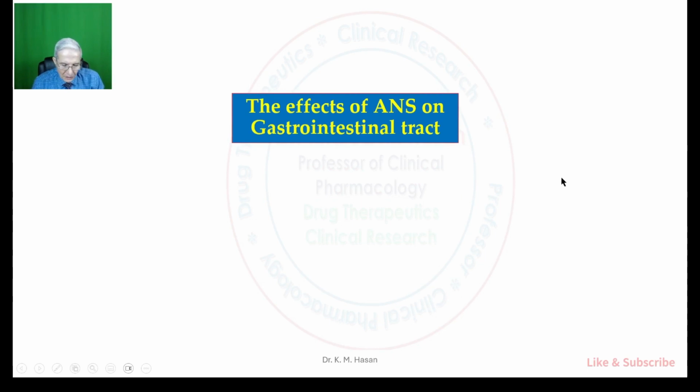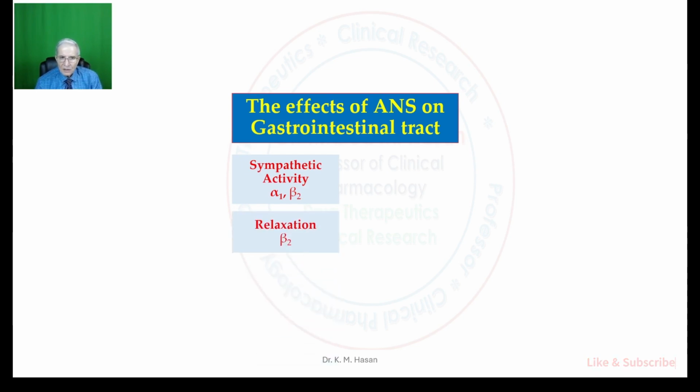Okay, now we study the effect of the autonomic nervous system on the gastrointestinal tract, the GI tract: stomach, intestine, colon. We have sympathetic activity with two types of receptor, alpha 1 and beta 2. Stimulation of beta 2 leads to relaxation. In the parasympathetic system, we have mainly the M3 receptor. If you stimulate the M3 receptor, this will lead to contraction.